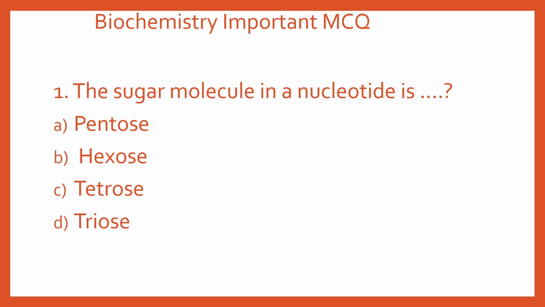In the first question, we say that the sugar molecule in a nucleotide is: pentose, hexose, tetrose, or triose. Now, triose is a 3-carbon sugar, tetrose is a 4-carbon sugar, hexose is a 6-carbon sugar, and pentose is a 5-carbon sugar. Sugars found in nucleotides are usually ribose and deoxyribose. Ribose and deoxyribose are 5-carbon sugars, which is pentose. So the answer is what?